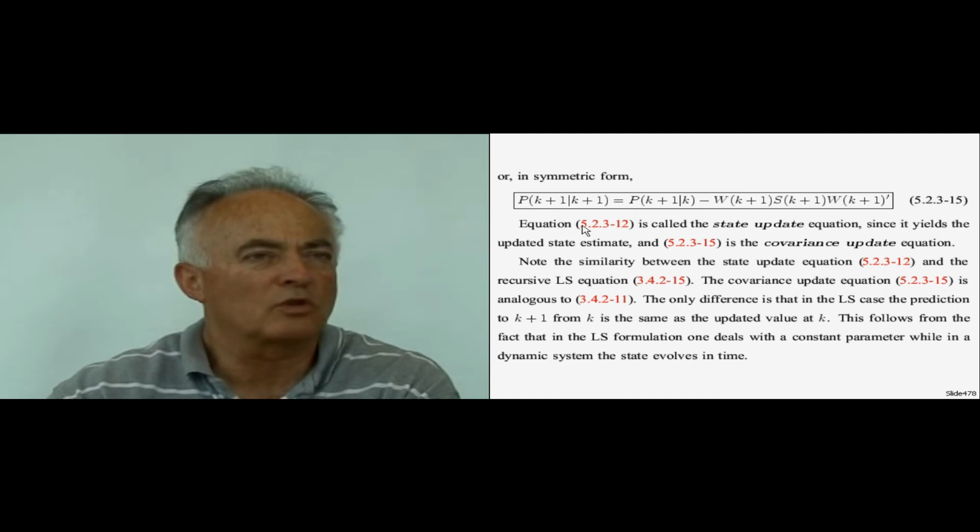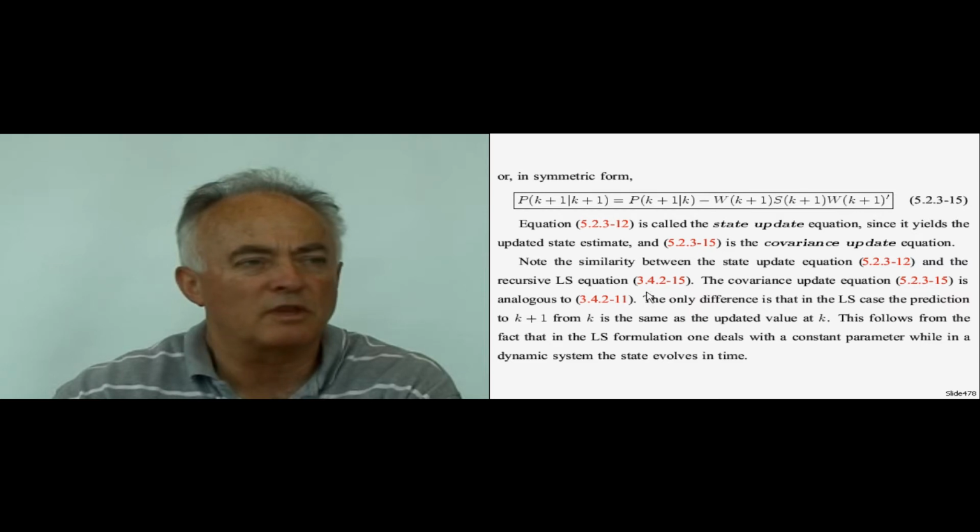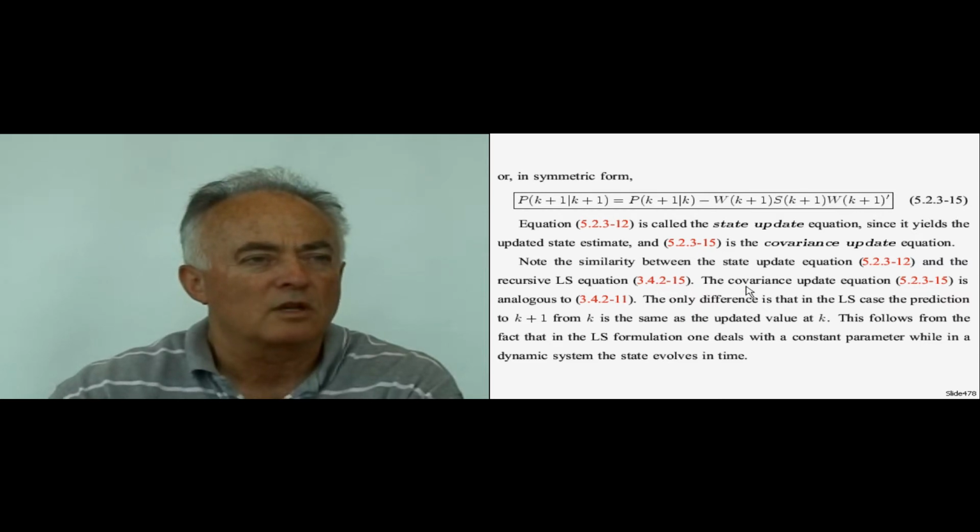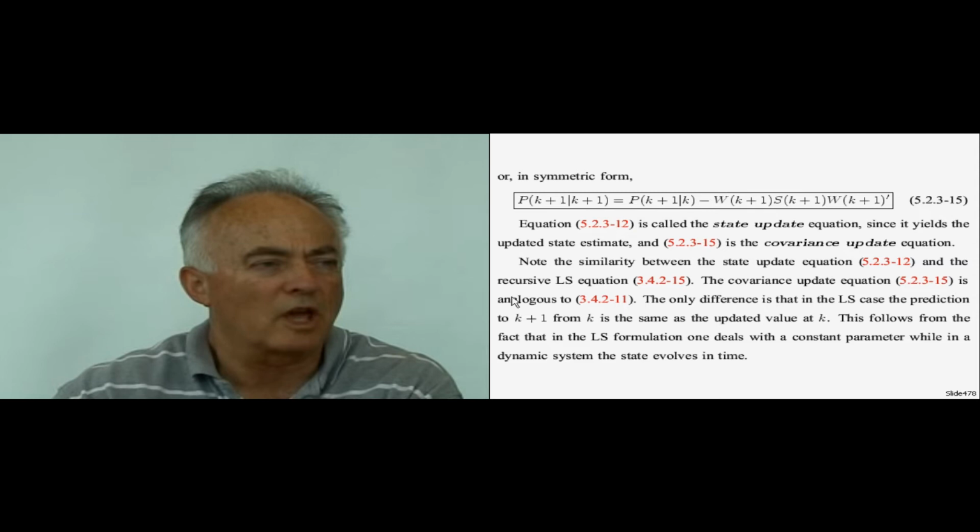So this equation 12, which was the state update equation, has a counterpart for the covariance equation 15, the covariance update equation. There is a remarkable similarity between the state update equation 12 in this subsection and the recursive least squares equation 3.4.2-15. Similarly, the covariance update equation right here is analogous to 3.4.2-11 in the recursive least squares.